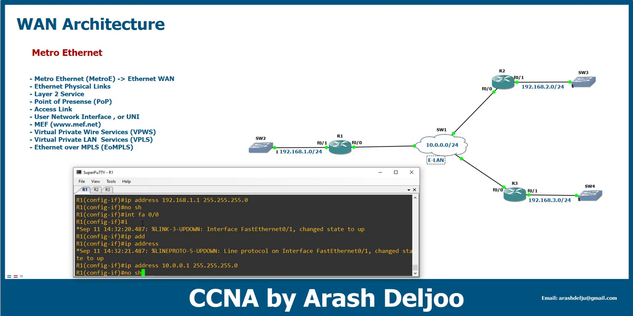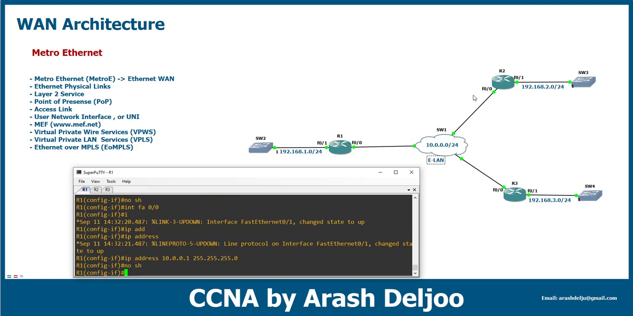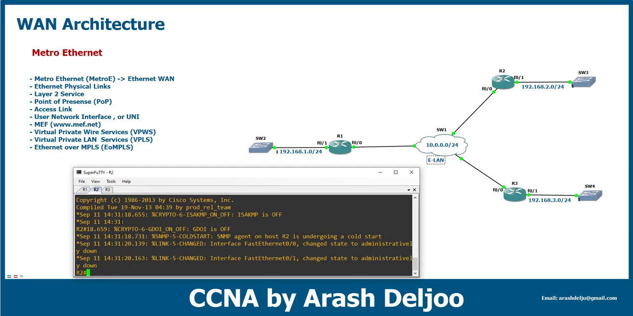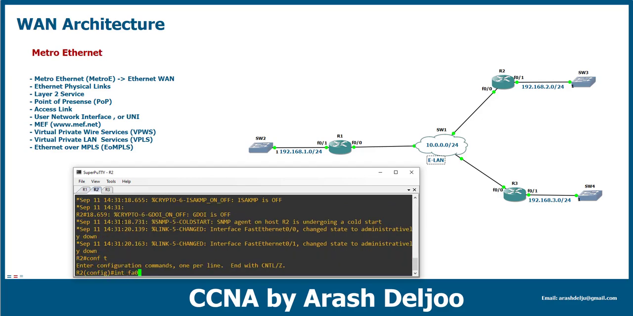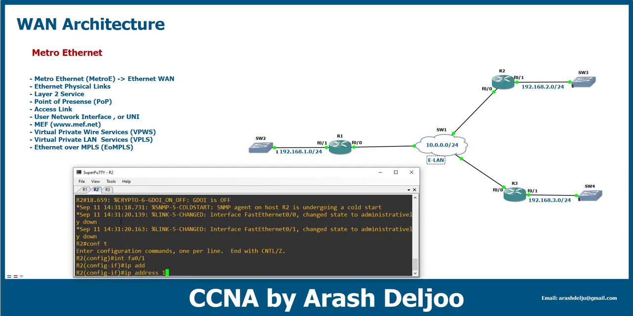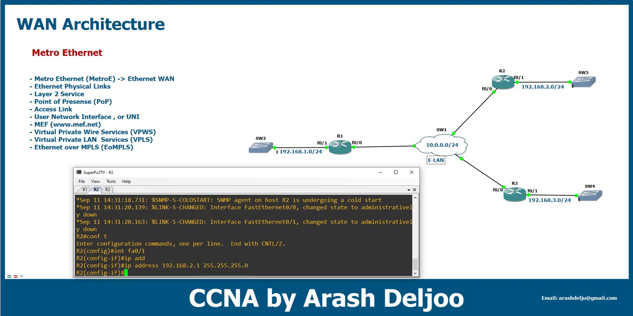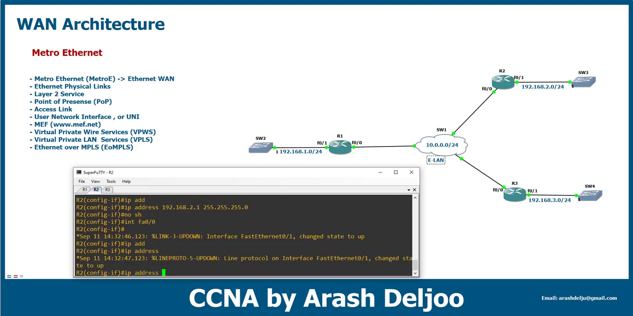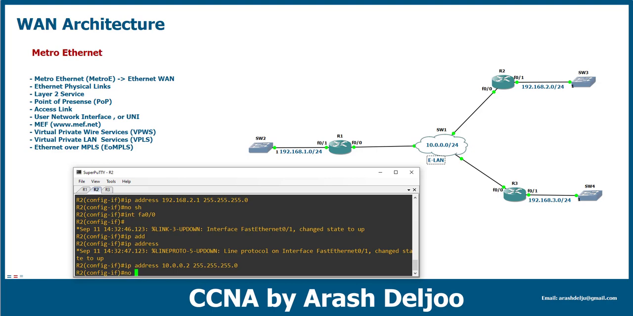255.255.255.0. Actually, as you can see here, we have one range of IP addresses between the routers. Also, on router 2, let me configure interface FastEthernet 0/1. The IP address is 192.168.2.1, 255.255.255.0, and then no shutdown. Then interface FastEthernet 0/0, the IP address is, for example, 10.0.0.2, 255.255.255.0, and then no shutdown.